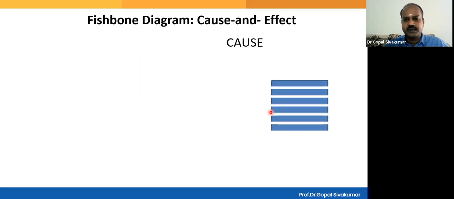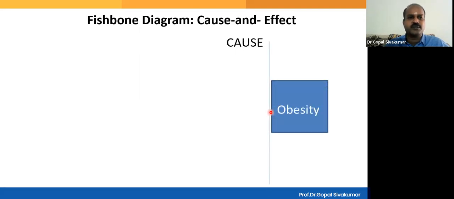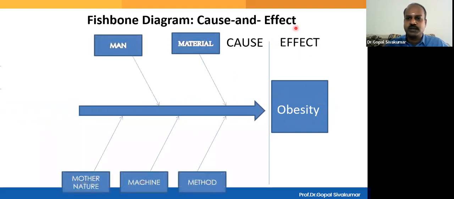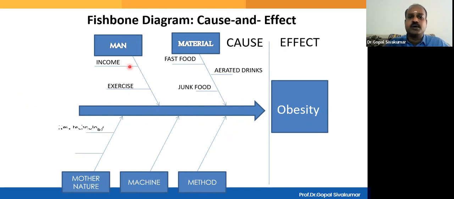And see here, the head of the fish is written with the real problem, which we also call the effect. So here, let us take a very common case. Obesity is the problem. And for obesity, see here, there are different categories listed: men, material, method, machine, and then mother nature. This is the main bone, and this is the sub bone representing the category. And under the sub bone, we have written several causes, right?